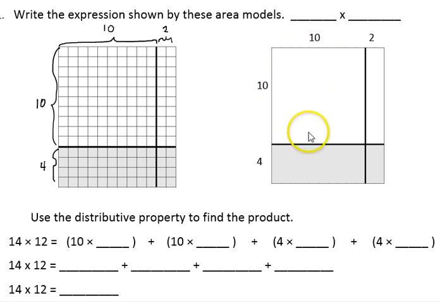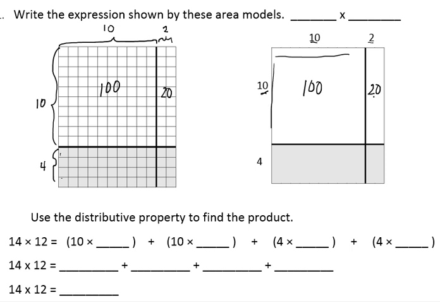If I figure the dimensions on my second rectangle, I know that the first rectangle is a 10 by 10, so 10 times 10 is 100. That tells me there are 100 squares in this part of the rectangle. In the next section, I know that that's a 10 by 2 rectangle, so there are 20 squares in that portion.